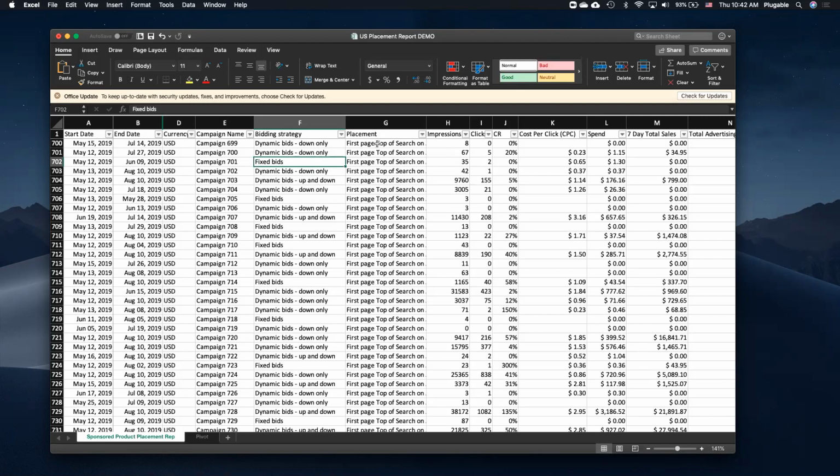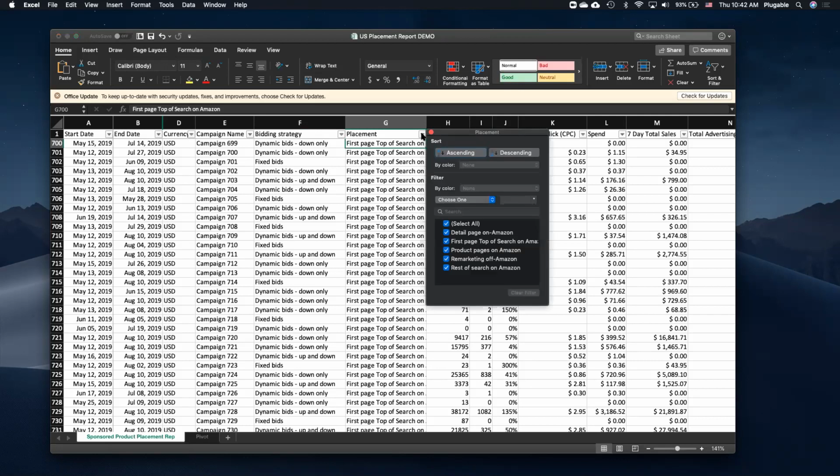And then you have the placements column, which, if you create a filter and look at all the different placements, there's even more that they're slowly adding to this report. So the first one is detail page on Amazon. Now, I don't see much data if I just select this one yet, but I'm sure they're doing some interesting stuff, and we'll see how that goes. Then, of course, you have the first page top of search placement, the product pages, as we discussed. I'm going to skip remarketing, and then the rest of search.